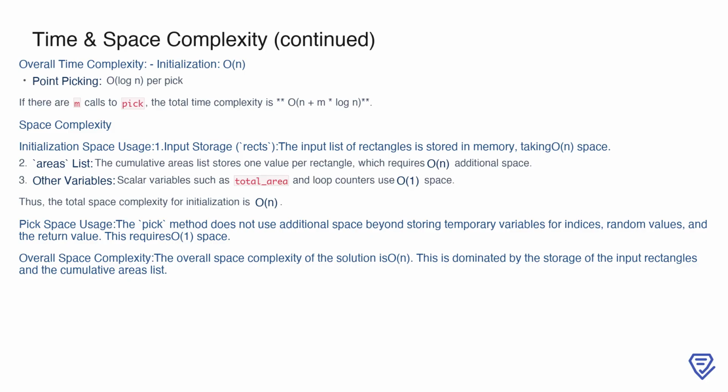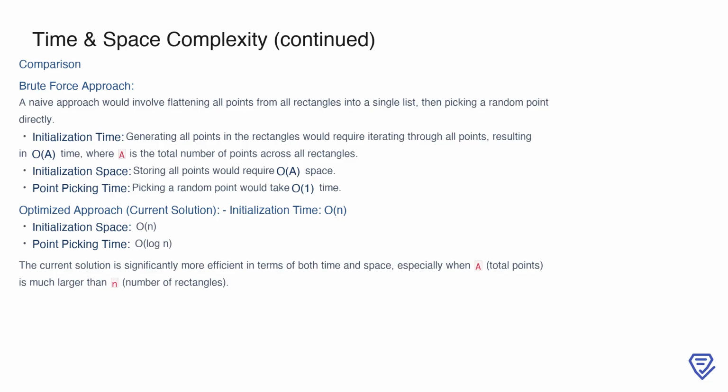To understand the efficiency of this solution, let's compare it with a brute force approach. In a naive implementation, we would generate all possible points across all rectangles and store them in a single list. This would involve iterating through every point in every rectangle, resulting in an initialization time complexity of O(a), where a is the total number of points. Likewise, storage for these points would require O(a) space. Picking a random point from this flattened list would then take O(1) time.